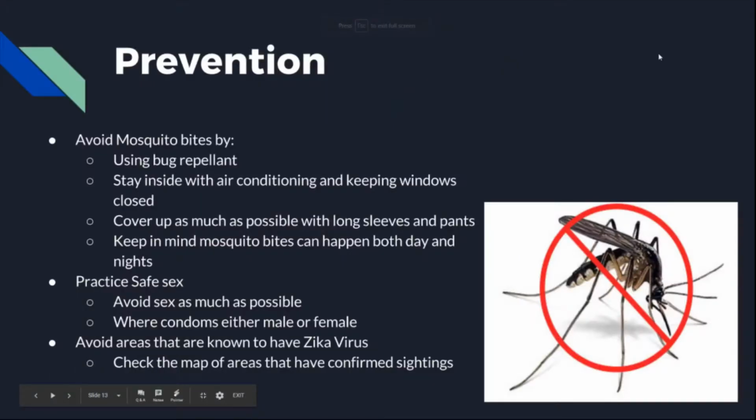Hello, I am Daniel Chunn, and I'll be discussing the prevention and treatment of the Zika virus. Since Zika is transmitted through mosquito bites and sex, the best way to avoid the Zika virus is to avoid those things. Avoid getting bitten by mosquitoes by using insect repellent.